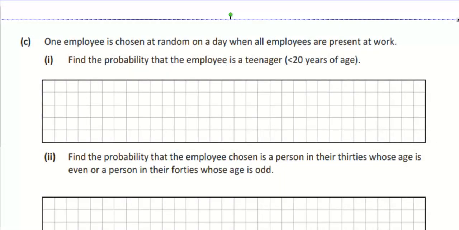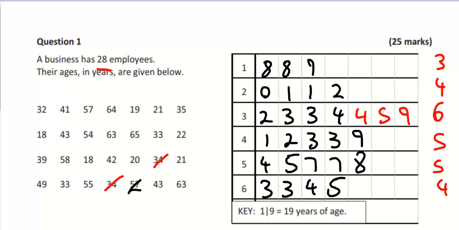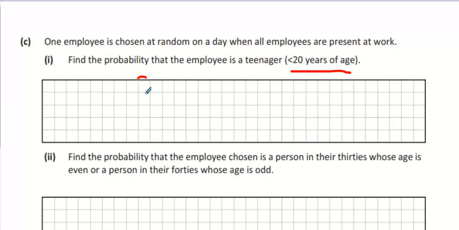C. One employee is chosen at random on a day when all employees are present at work. Find the probability that the employee is a teenager. Okay, how many employees are under 20 years old? Is it just a 3? So 3 out of how many? 28. Okay, happy days. 3 out of 28. Once again, that's easy money.